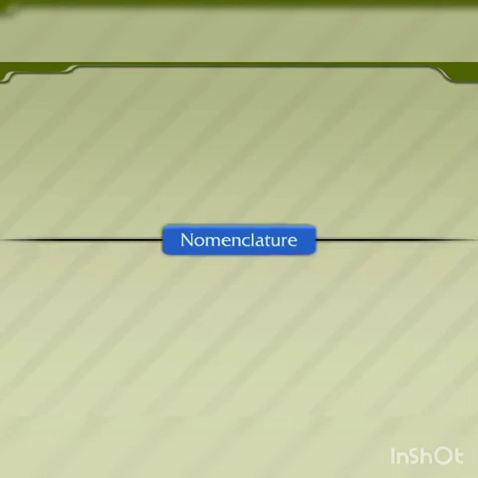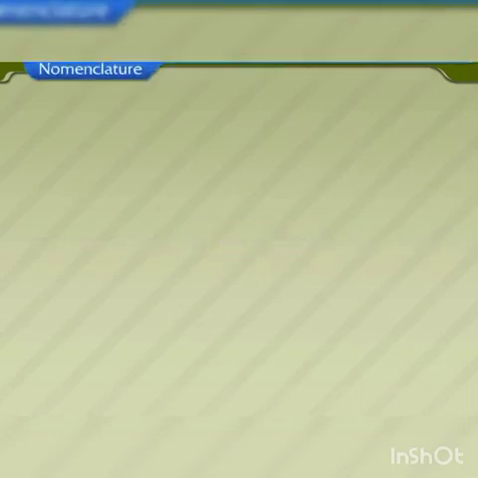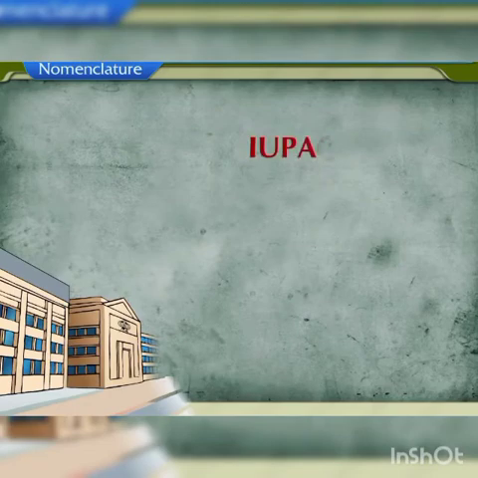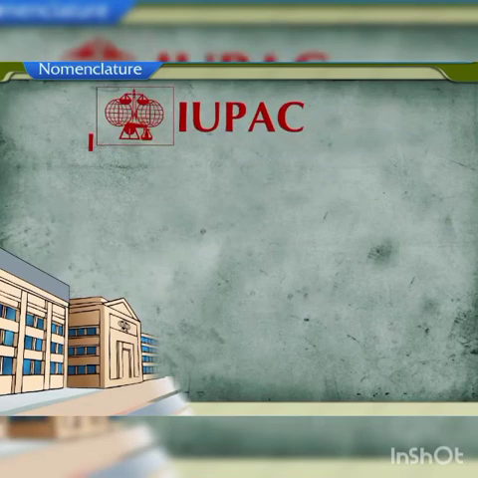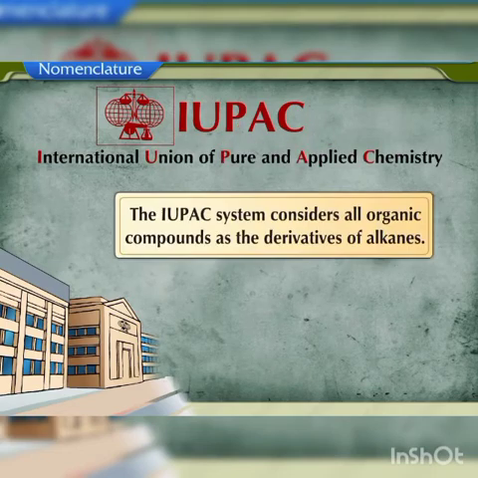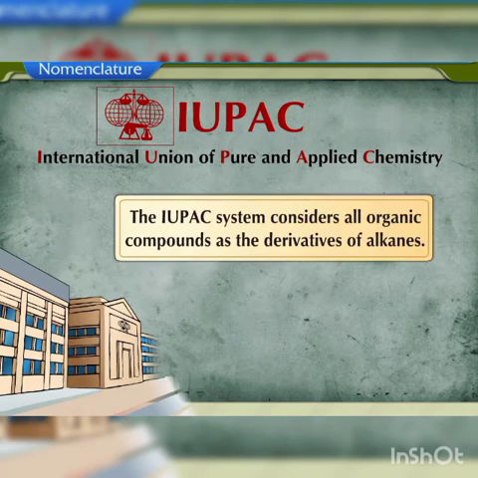Nomenclature. Organic compounds are named according to the IUPAC system. That is, the International Union of Pure and Applied Chemistry system. The IUPAC system considers all organic compounds as the derivatives of alkanes.